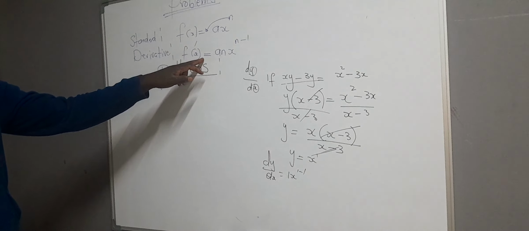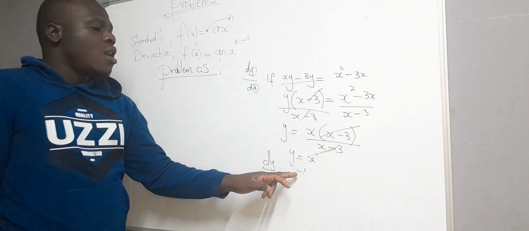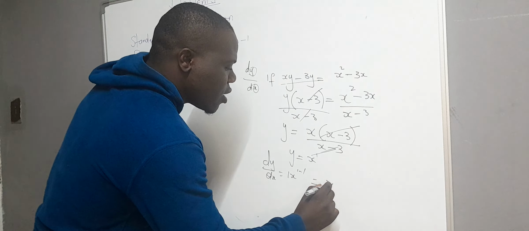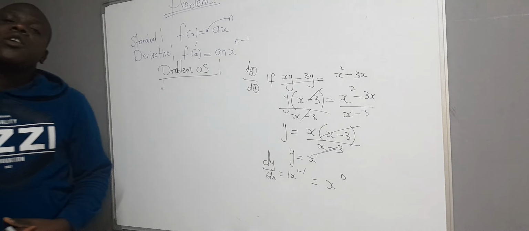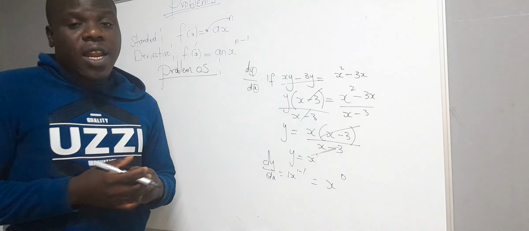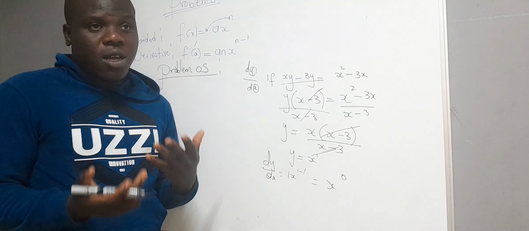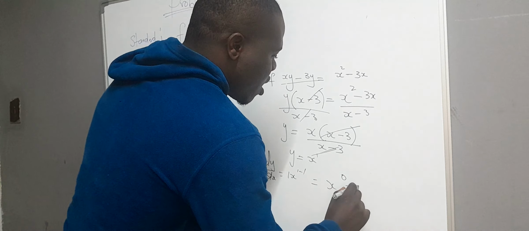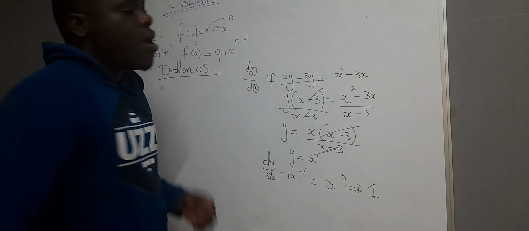Remember, standard form, then you will derive. So here, this is the same as x to the power of 0. And you know that any number to the power of 0, any alphabet, any letter, it doesn't matter, you name it, will give us the product of 1. That is the answer.